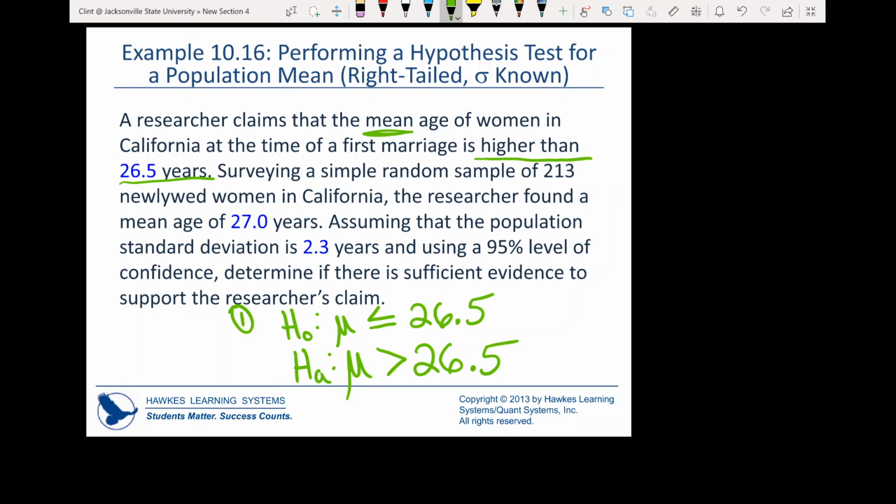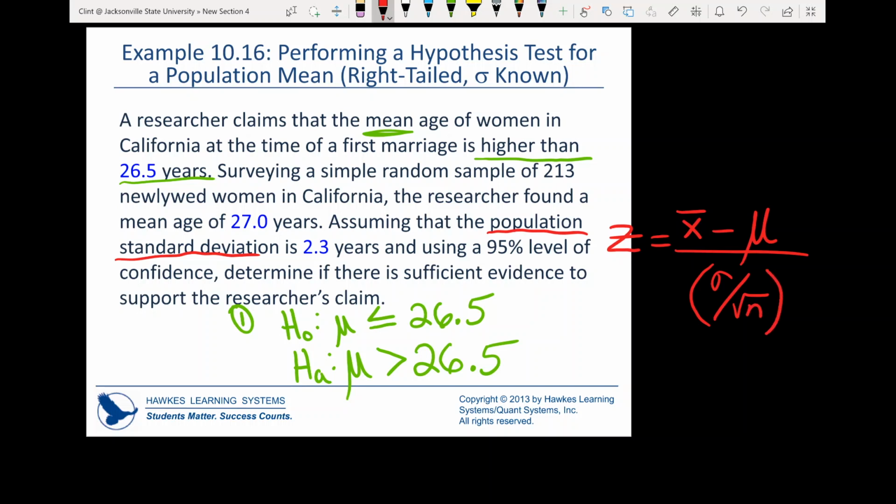Okay. So now step two, we need to figure out which test statistic we're going to use, what formula we're going to use, but we only have one available to us right now, so we don't have to think too hard about that. But one thing that we can see is that we're given the population standard deviation. Okay, so since we've got the population standard deviation given to us, we're going to use a Z test statistic. And to get our Z, our formula says it's X bar minus mu over sigma divided by the square root of n.